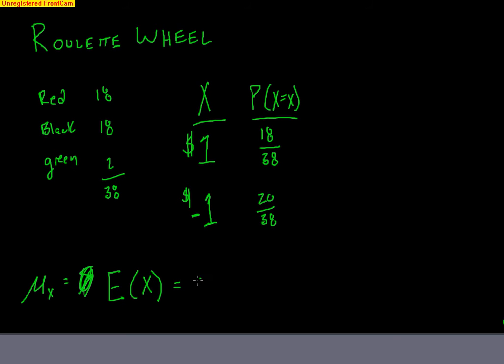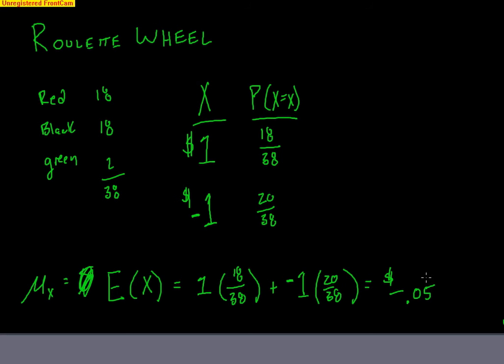So to figure this out, I just take my outcome, $1, and I times it by the probability, 18 over 38. And then I add this to my other outcome of -1 times its probability, which was 20 out of 38. And if you do the math correctly, you get approximately negative 5 cents. If you multiply and add those together, negative 5 cents.